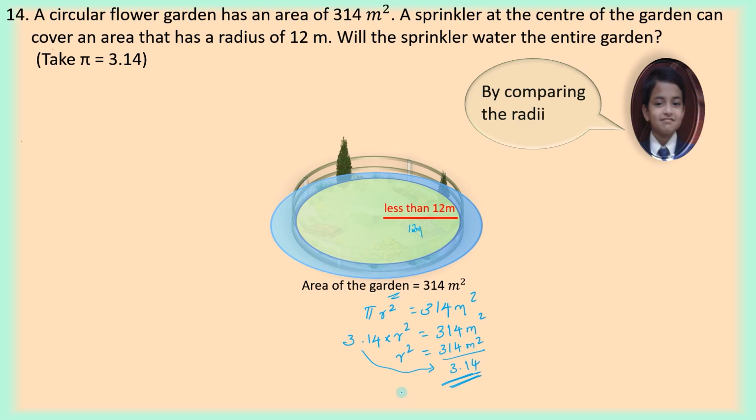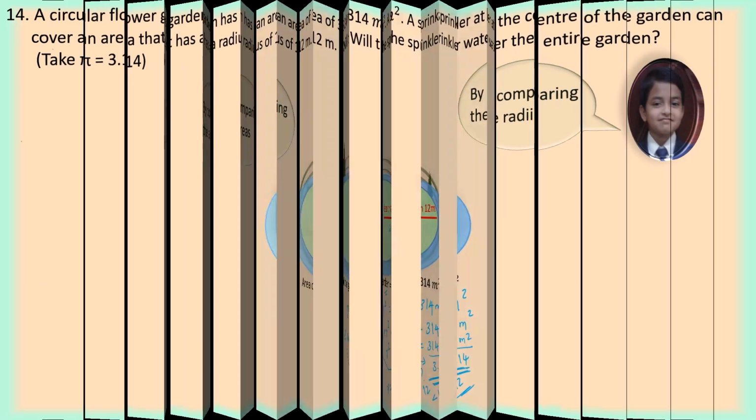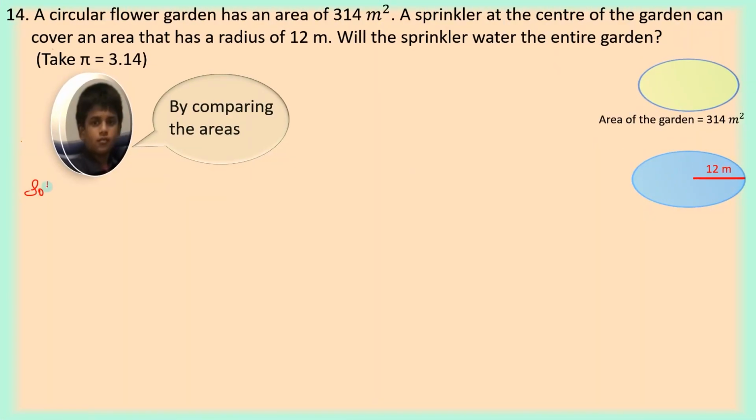Doing this, we will get the value of r, that is radius. And if this radius is equal to 12 meters or less than 12 meters, then the sprinkler will water the entire garden. Okay, let us start solving. First, let us solve Achu's way.